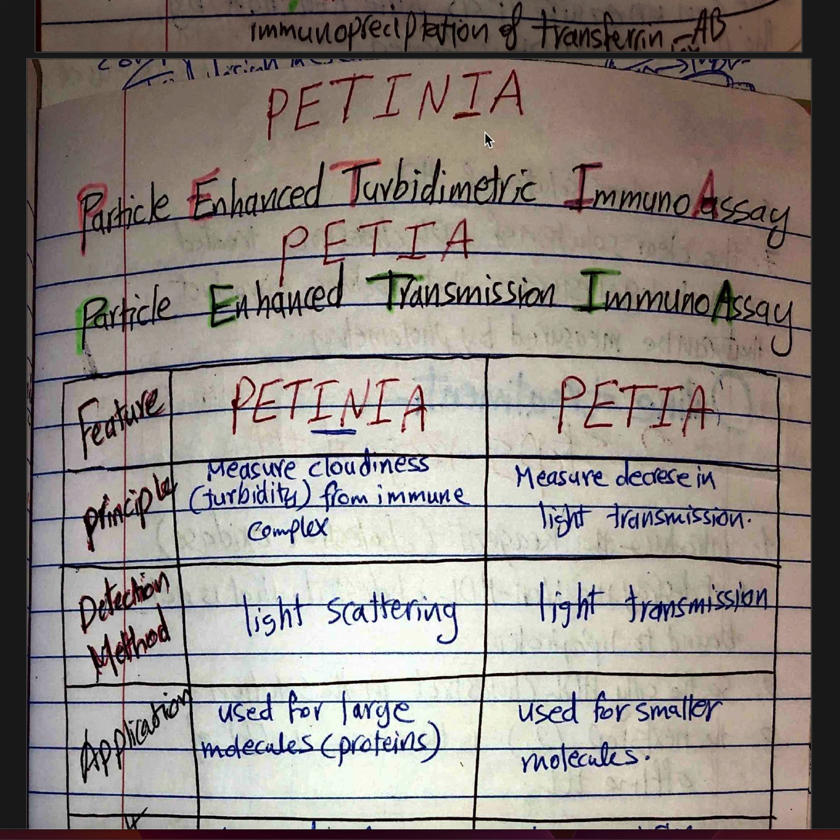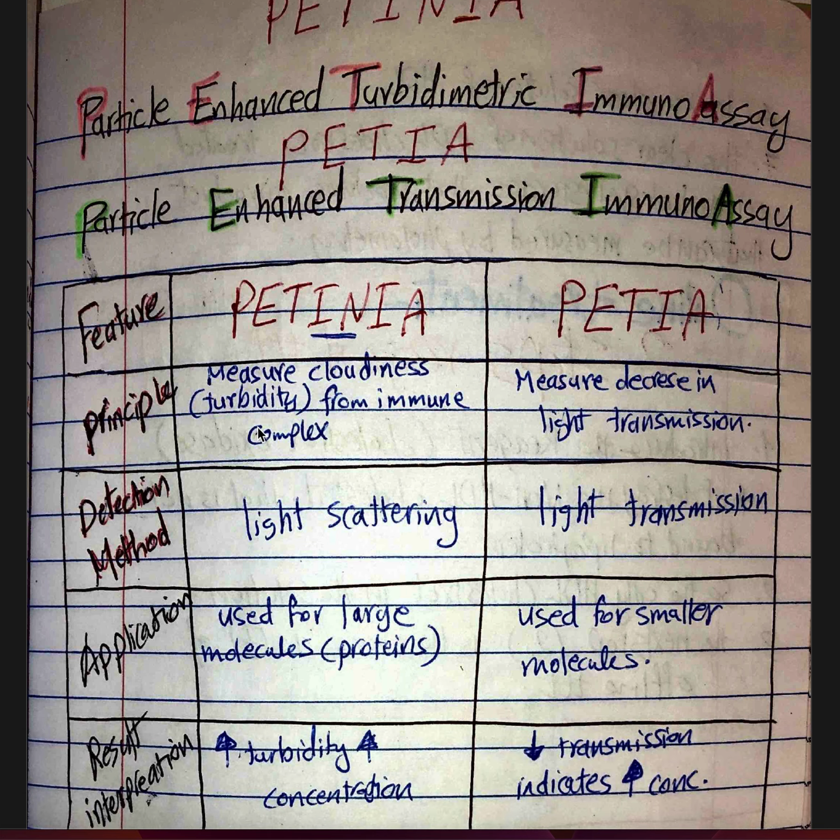So we have PETIA and we have PETINIA, and we want to understand what is the difference between them. So the first one is P, that means particle, E enhanced, T turbidimetric, and I don't know what is referred to by what, and then I immunoassay, but it's called PETINIA. That is the name. I have no idea why there is an N here, but it's called PETINIA, and that means particle enhanced turbidimetric immunoassay. Okay, so it measures cloudiness or turbidity from the immune complex.